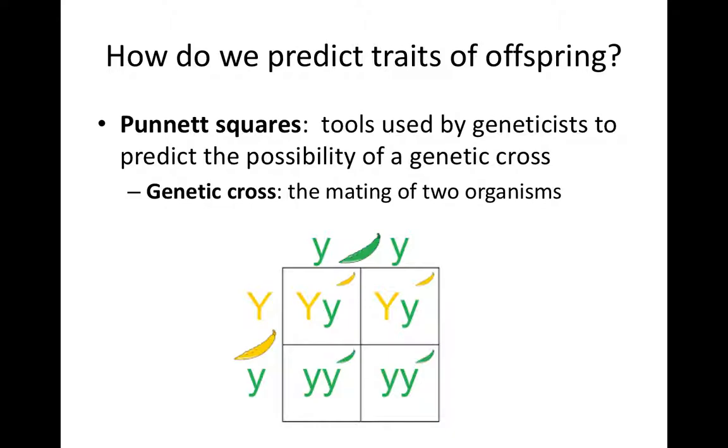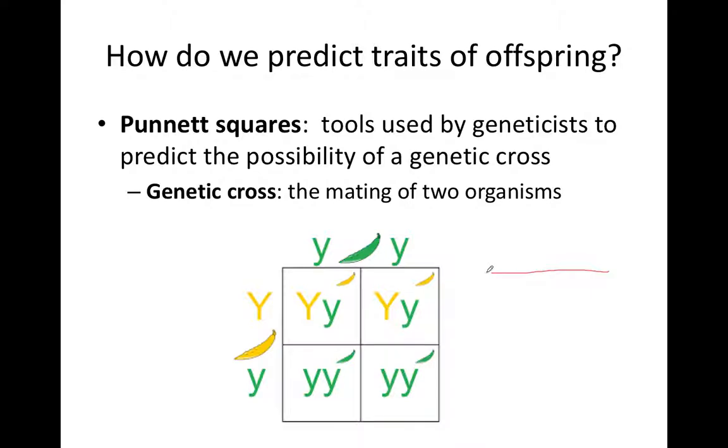How can we figure out how traits are passed down from parent to offspring? Well, we use a tool called a Punnett square. Punnett squares show the possible outcome of a genetic cross. A genetic cross is simply the mating of two organisms. On the screen here is an example of a Punnett square showing how a homozygous recessive green pea pod was mated with a heterozygous yellow pea pod. Yellow is the dominant color of the pea pod, which is expressed by that big Y allele, and green is the recessive color. How do we get to this point, though, of the Punnett square?